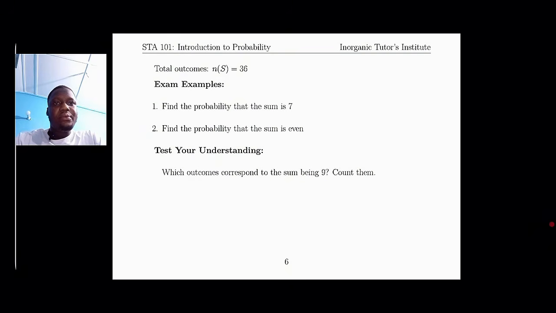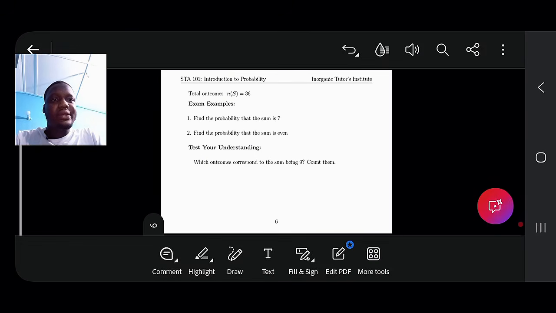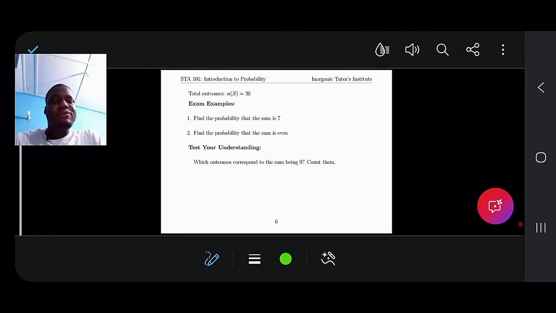Okay, so example 1: find the probability that the sum is 7. So the first thing we have to do is to list the event of sum of 7. When will we say that yes, we've accomplished the goal of getting a sum of 7?